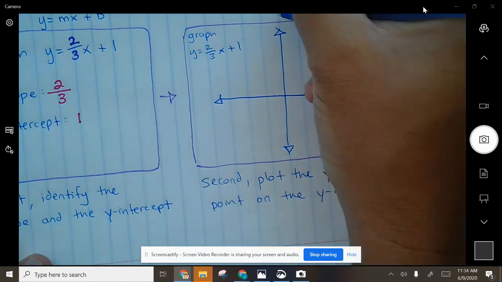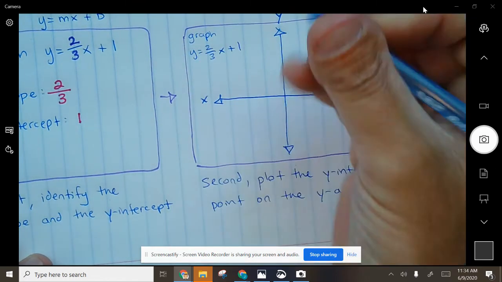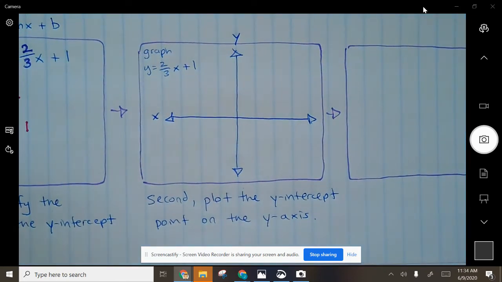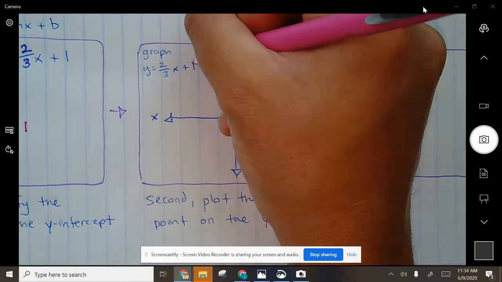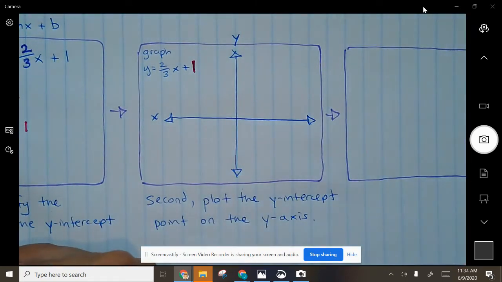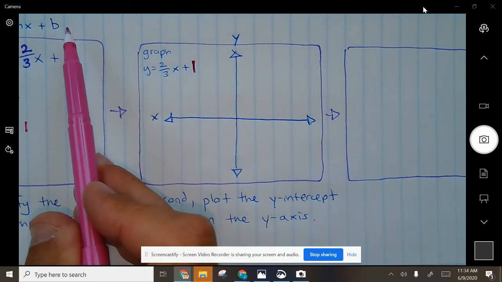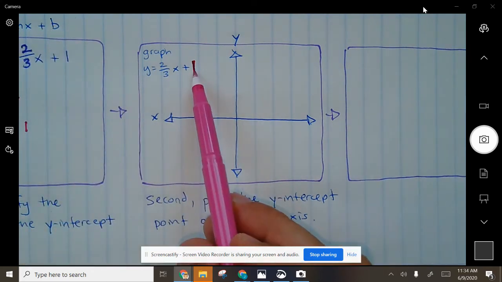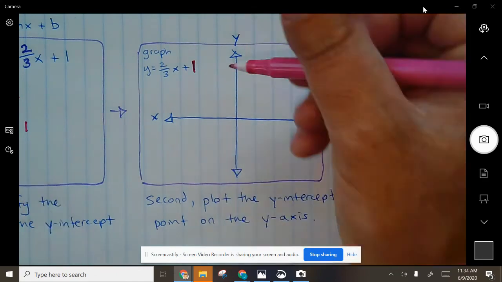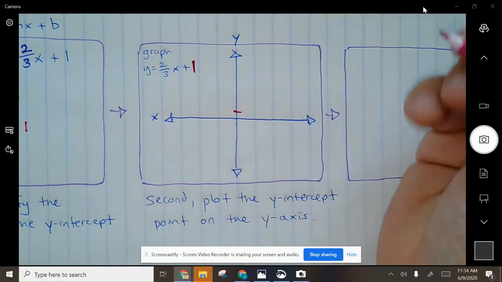On your graphs, they usually even put x and y here, okay? So what you're going to do is plot 2 over 3. Actually, hold on. 1. You're going to plot the 1. That's your first step. You deal with the b. Y equals mx plus b. You're dealing with that b at the end of your equation, okay? So you're going to plot that on the y-axis. Where would positive 1 be?